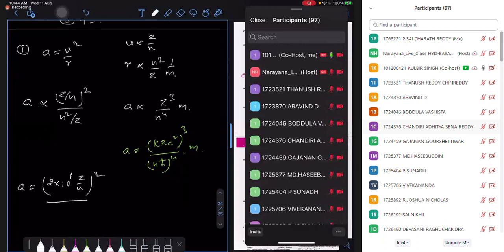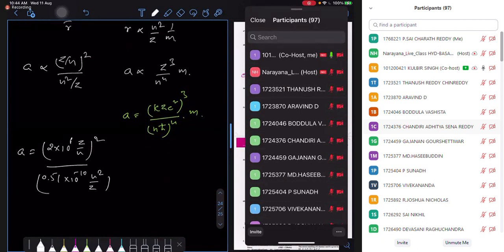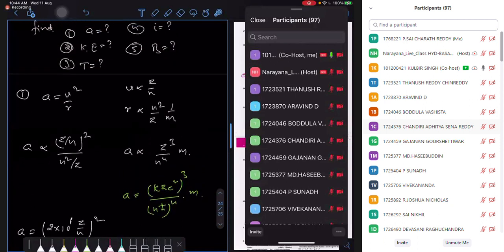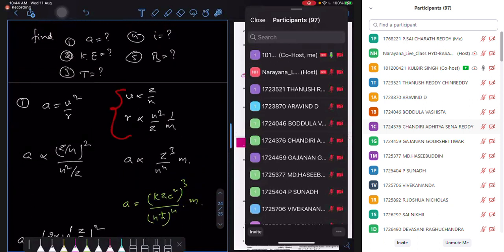Radius is 0.51 angstrom, and the radius is n squared by Z. So that is my acceleration in terms of value, and in terms of variables, that is my acceleration. Both ways you can easily find the acceleration if you know how velocity and radius depend upon the mass, charge, and angular momentum.